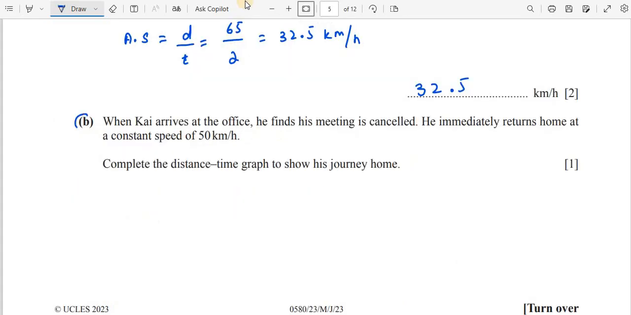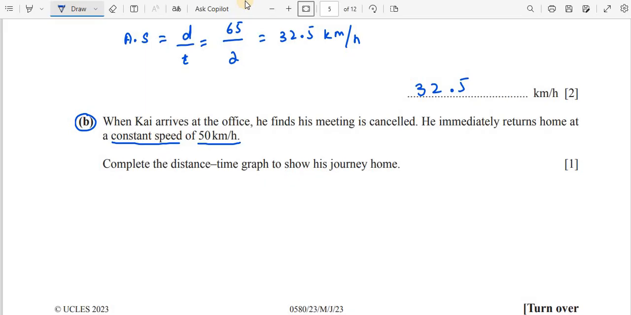Part B. When Kaie arrives at the office, he finds his meeting is cancelled. He immediately returns home at a constant speed of 50 kilometers per hour. Complete the distance time graph to show his journey home. Remember that constant speed always gives us a straight line.